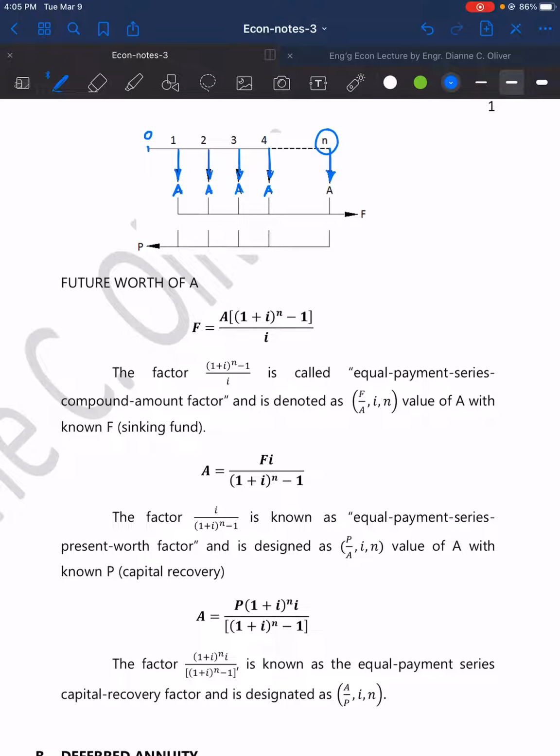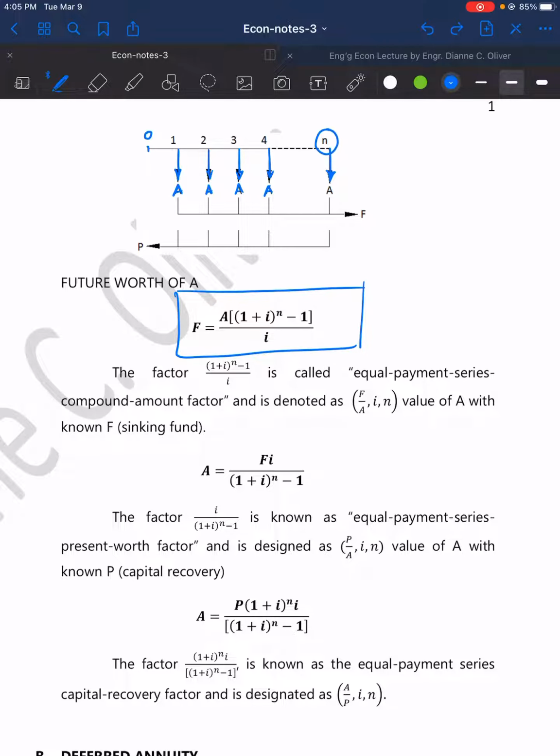So to calculate for the future worth, we have here the formula. F is equal to the equal payment being made at an equal interval of time multiplied with 1 plus I raised to the power of N. Now take note that N is the number of payments made, minus 1 all over I.